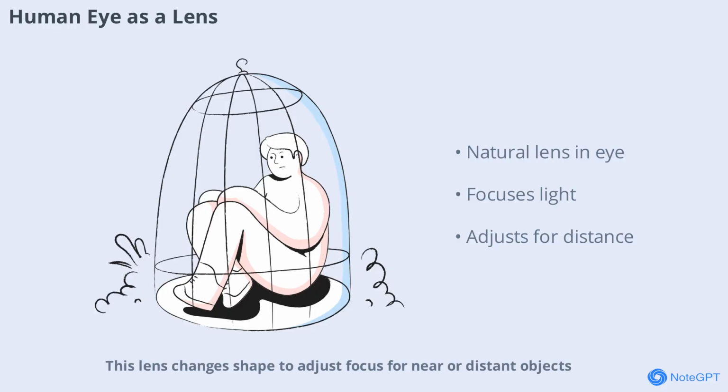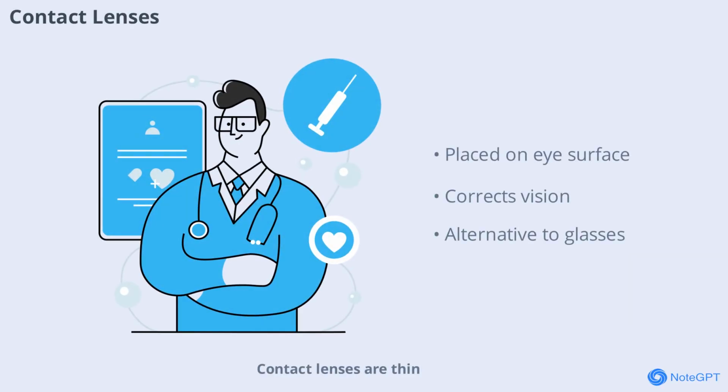This lens changes shape to adjust focus for near or distant objects, a process called accommodation. Understanding the eye's lens helps us appreciate the importance of artificial lenses in correcting vision and enhancing our ability to observe the world. Contact lenses are thin, curved lenses placed directly on the eye's surface to correct vision.